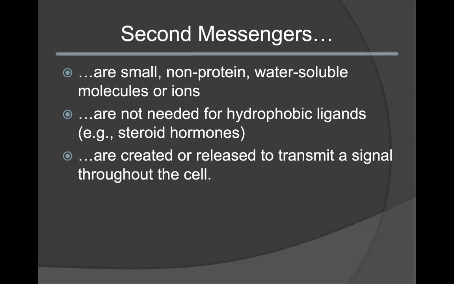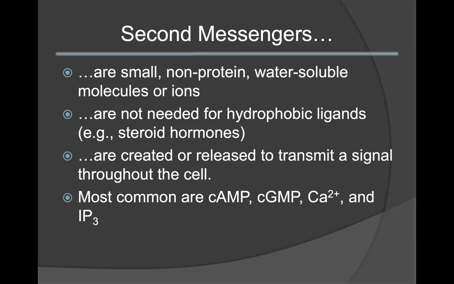They're responsible for creating and releasing a signal within the cell. This helps to spread the signal throughout the cytosol of the cell to get a very fast and quick response. Common examples of secondary messengers are cAMP, or cyclic AMP, cyclic GMP, calcium, and IP3.